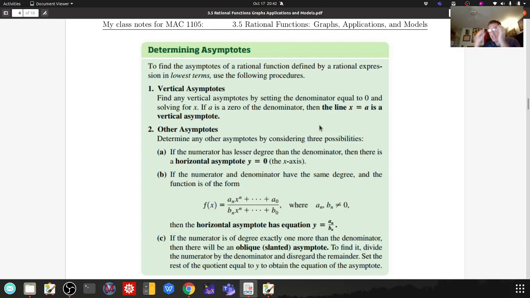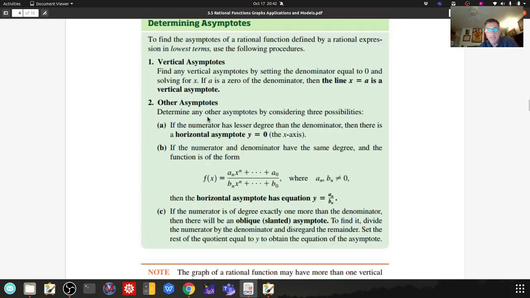And then for each value of x that makes the denominator equal to 0, the line x equals a, where a is a value that makes the denominator 0, is a vertical asymptote. So basically, vertical asymptotes are pretty easy.